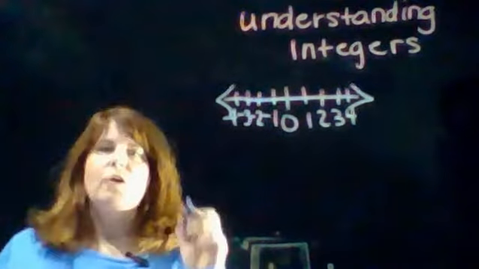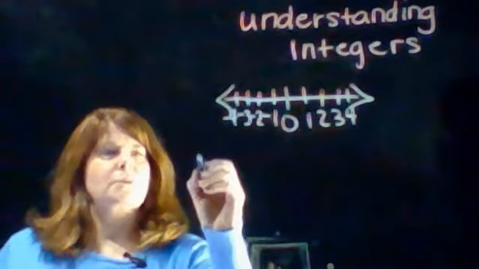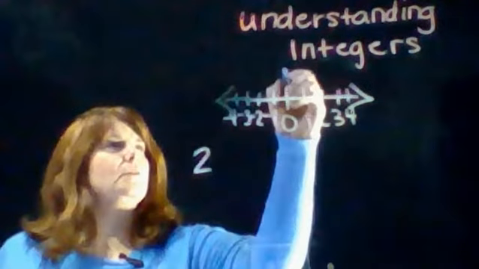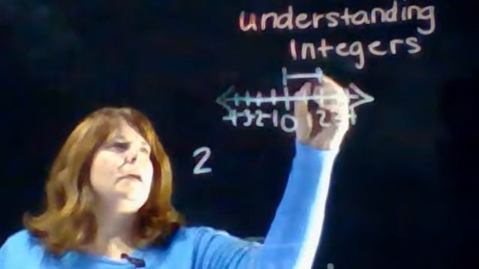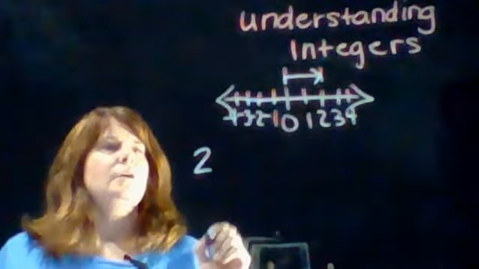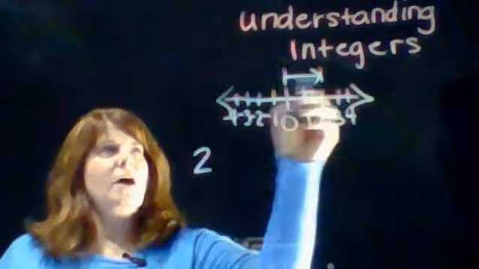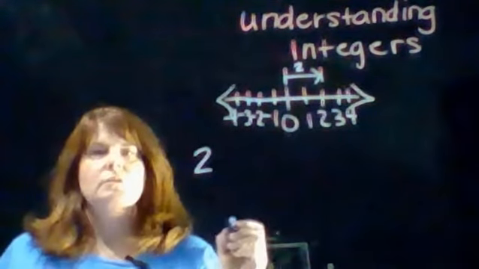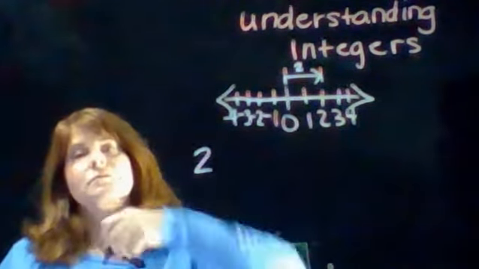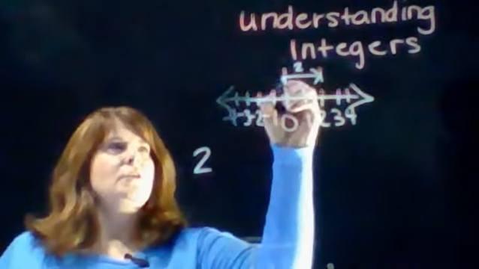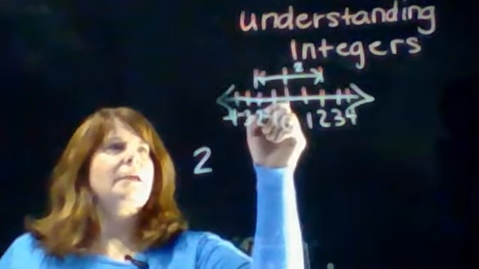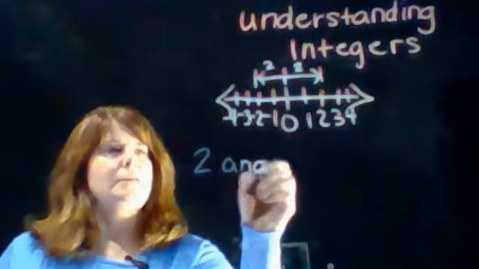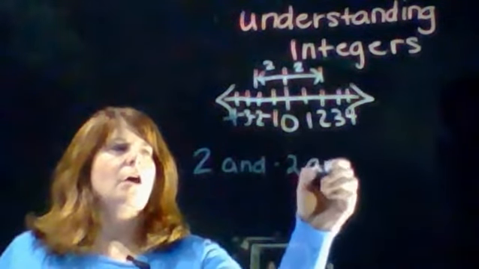So let's talk about graphing and finding opposites of numbers. So if I have a 2, I want to graph that on the number line. Well, I start at 0 and I graph to 2. Now to find the opposite, I need to know how far away from 0 is that number? Well, it's 2. So therefore, the opposite would be on the other side of 0, which if I go 2 this way, I end up at -2. So 2 and -2 are opposites.